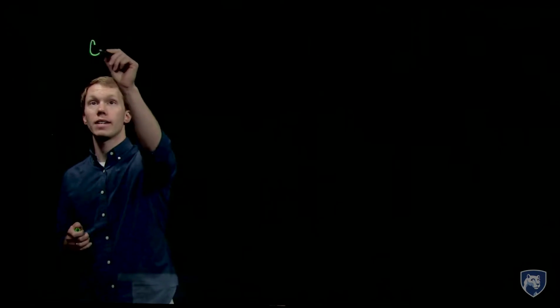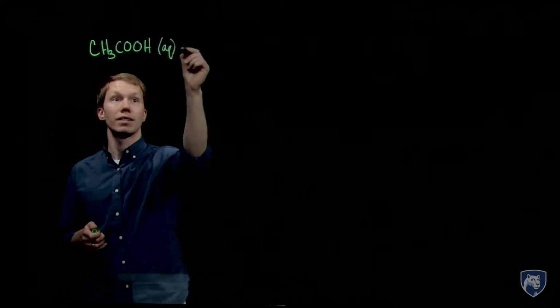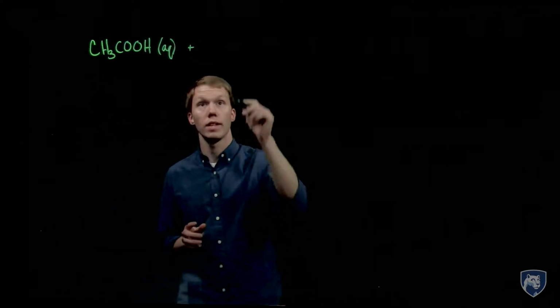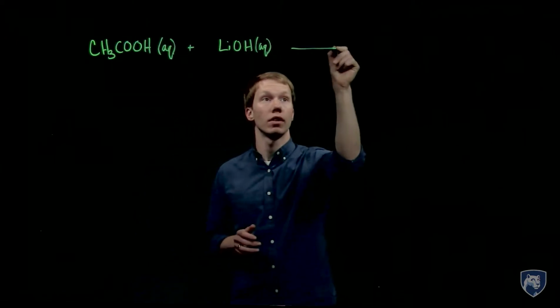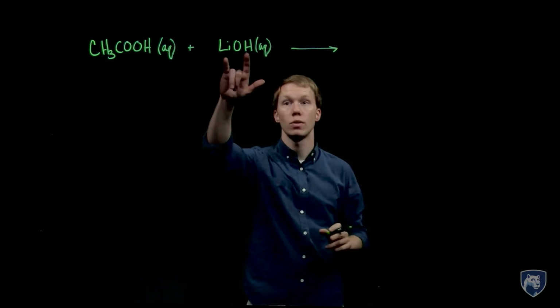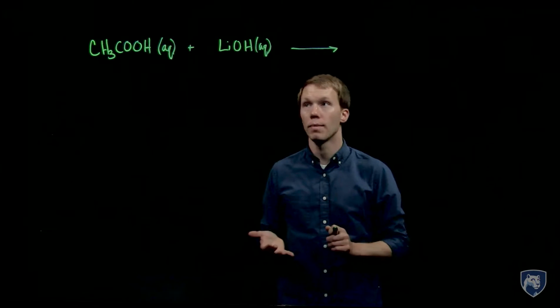Let's look at another type of neutralization reaction where we're looking at a weak acid with a strong base or a weak base with a strong acid. So I'll do the first scenario for you where we look at something like acetic acid reacting with a strong base. Let's use lithium hydroxide. And that's any of our group 1 and 2 metal salts, with the exception of beryllium and magnesium, remember.